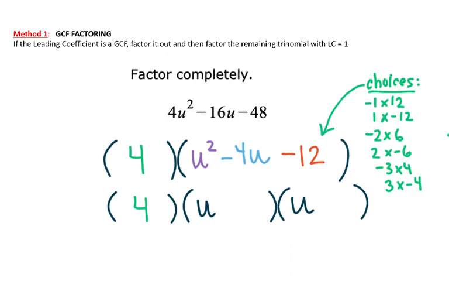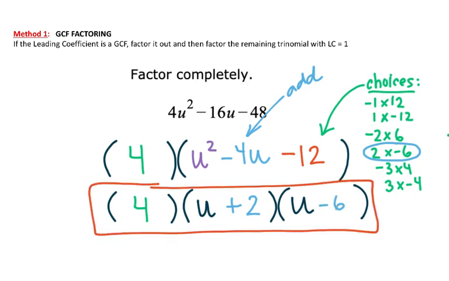We list out all the possibilities of 2 numbers that will multiply to be minus 12, and then they have to add to be minus 4. So if I look at my choices, I see those 2 numbers, and then I can say the remaining binomial terms will be u plus 2 and u minus 6. So we just rewrote the quadratic trinomial as a product of terms using the GCF factoring method.